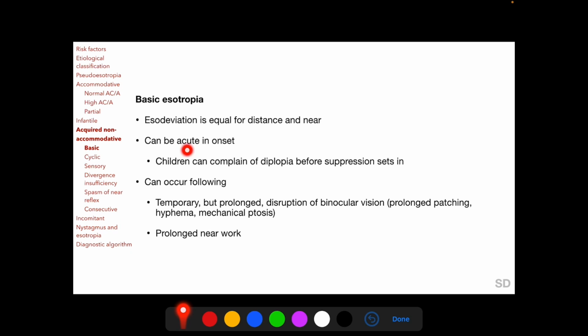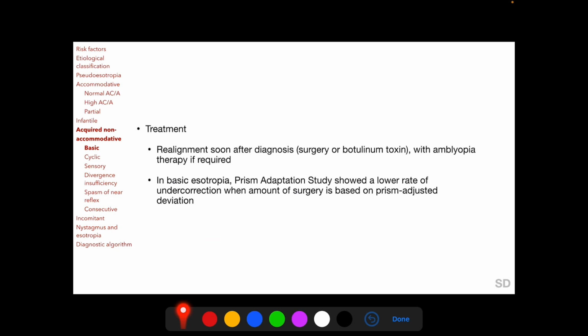Basic esotropia can be acute in onset, and children with acute onset of esotropia can complain of diplopia before suppression sets in. Basic esotropia can occur following temporary but prolonged disruption of binocular vision, such as due to prolonged patching, hyphema, or mechanical ptosis, or can occur following prolonged near work. Treatment of basic esotropia is realignment of the eyes soon after diagnosis, either by surgery or with botulinum toxin, followed by amblyopia therapy if required.